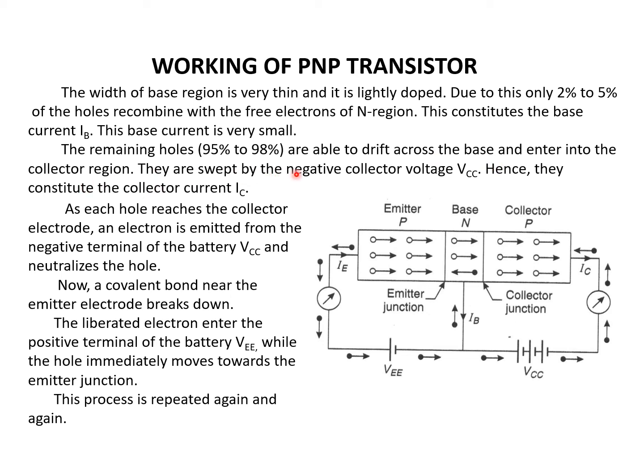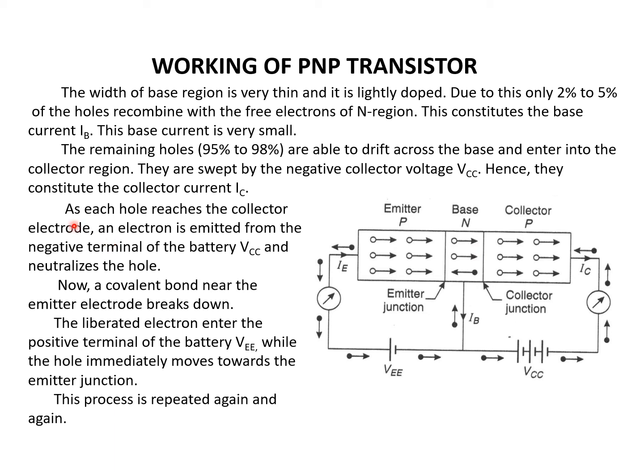They are swept by the negative collector voltage VCC. Hence, they constitute collector current IC. So, emitter current, base current and collector current. But here, these holes are not able to flow through the external lead as in case of NPN transistor. In case of NPN transistor, the current flow is mainly due to electrons. The electrons are able to flow through the external leads. But here, the holes are not able to flow through the external lead.